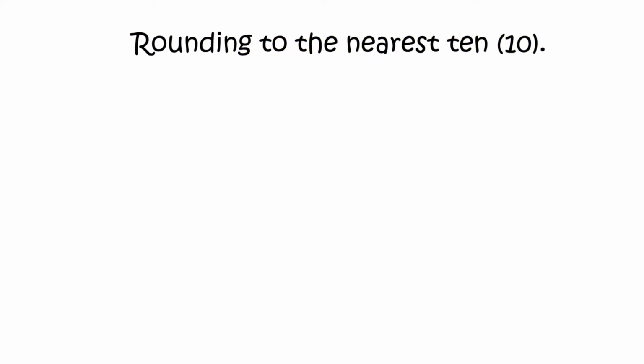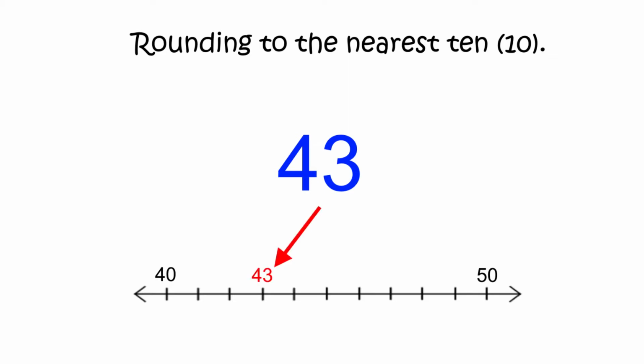In this tutorial, I am going to show you how to round numbers to their nearest 10 and 100. Let's begin with the number 43. We know that 43 comes between 40 and 50, but to which of those tens would we round it?